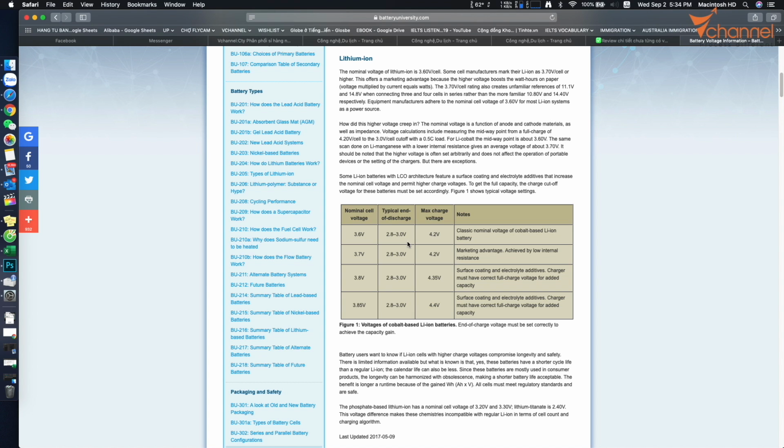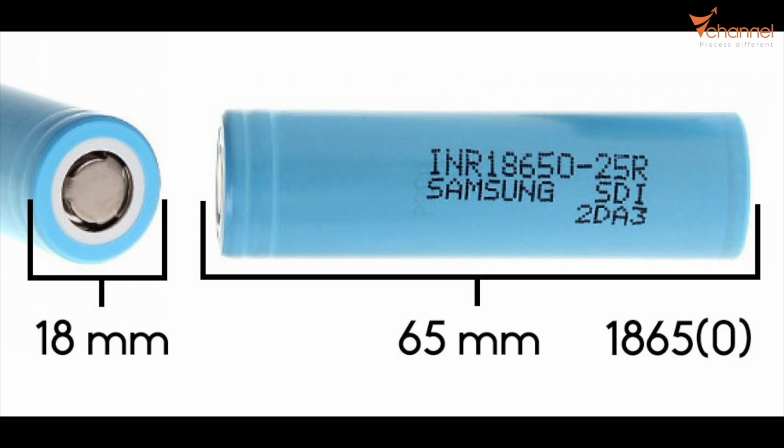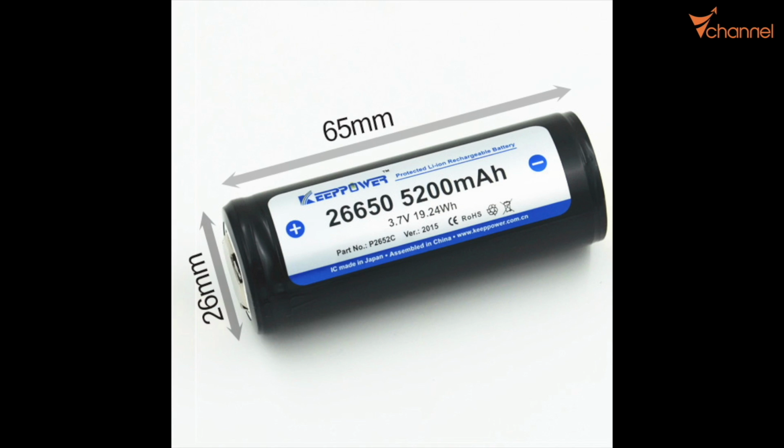For both lithium ion and lithium polymer, you can see the voltage is 3.7 per cell. This is the nominal voltage. When we charge to 100%, it's 4.2 volts, and when it discharges to 0%, it will be 2.8 to 3 volts. Back to lithium ion, you can see the number 18650, which is the size: 18mm diameter and 650 is the length. And 26650 is similar, 26mm diameter and 65mm length.